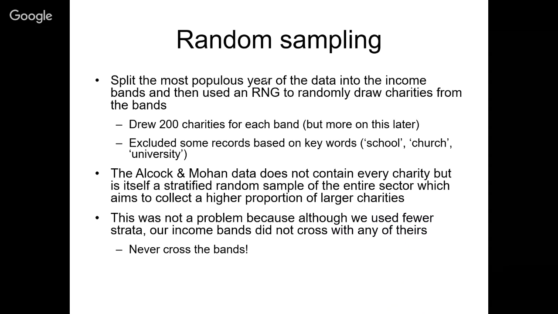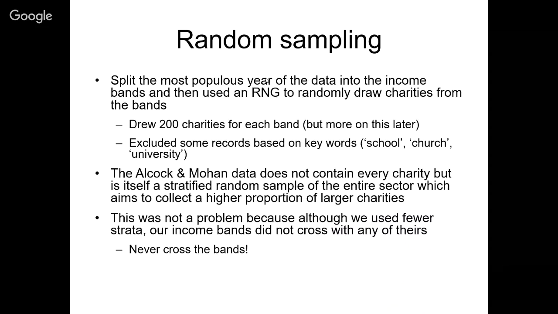So just to try and make the sample as unbiased, or lower the variance of it, we thought to remove those borderline cases with keywords. It could have been done a better way perhaps than keyword searching, but in this case we used keywords and just dropped charities that had school in the name or university in the name.